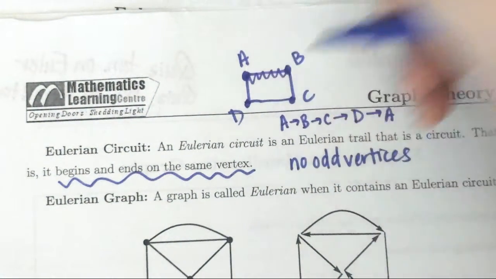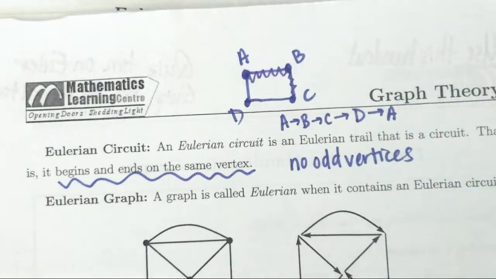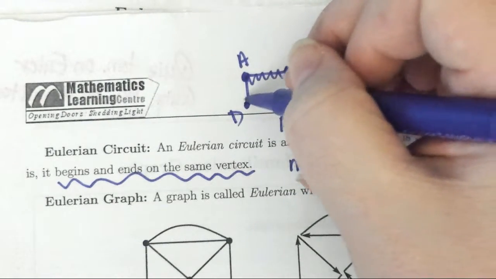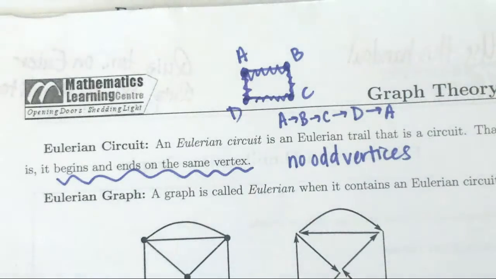A to B, I cross that road once. B to C, I cross that road once. C to D, I cross that road once. D to A, I've crossed that road once. That would be a circuit. None of them have odd vertices.